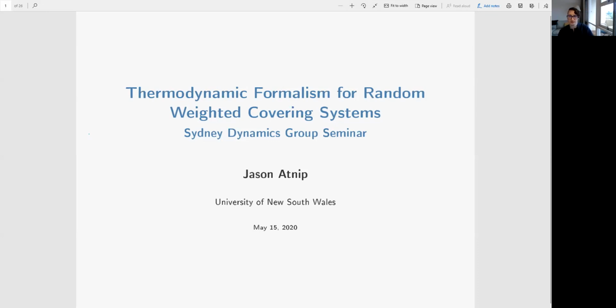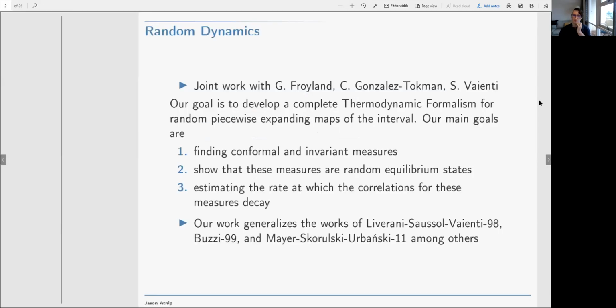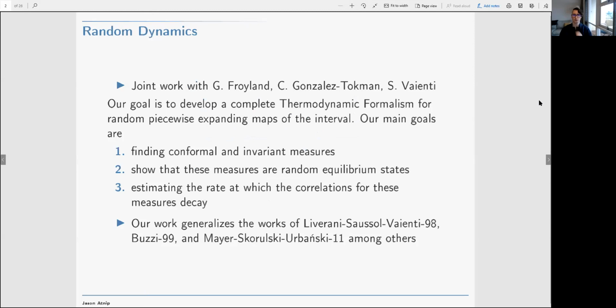So we're going to talk about random dynamical systems, random maps of the interval, and establishing a thermodynamic formalism. What I'm going to talk about today is joint work with Gary Froyland, Cecilia Gonzalez-Tachman, and Sandro Vaienti.